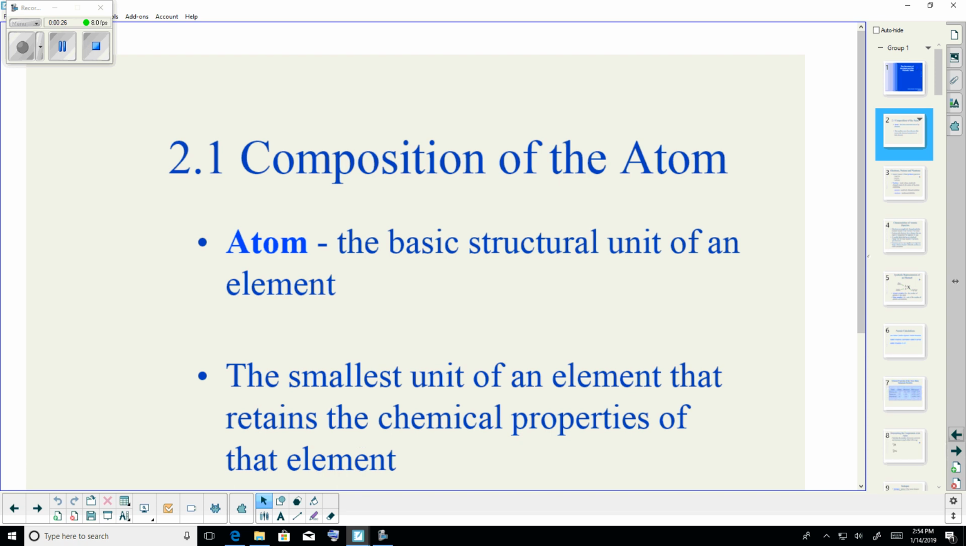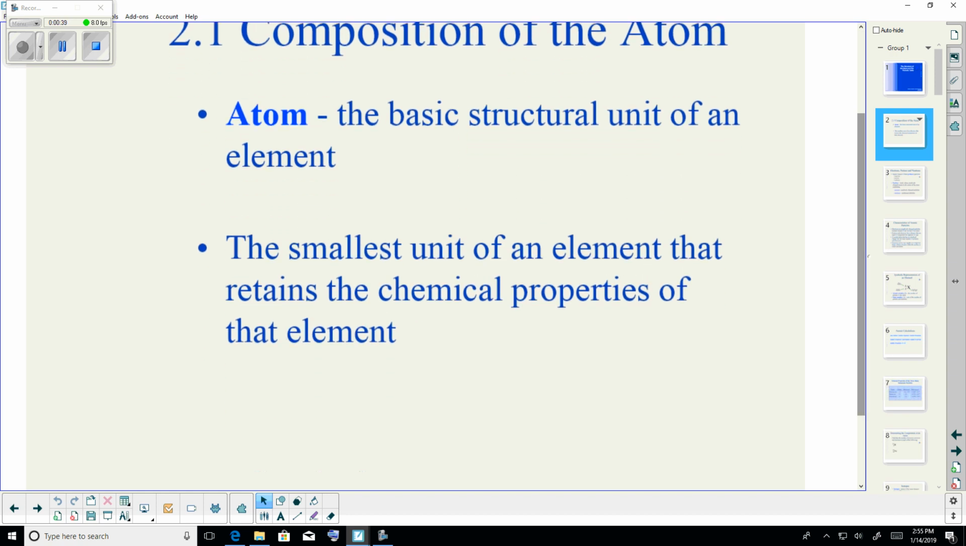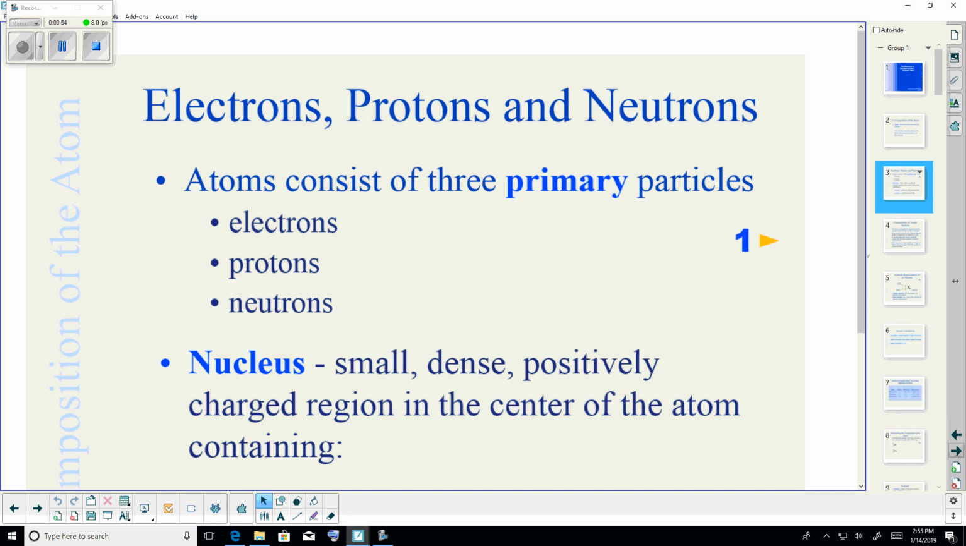So the atom is the basic structural unit of an element. It's the smallest unit of an element that retains the chemical properties of that element. So an atom of gold has all the properties of gold, and that's the smallest unit of gold that there is. So atoms consist of three primary particles: electrons, protons, and neutrons.